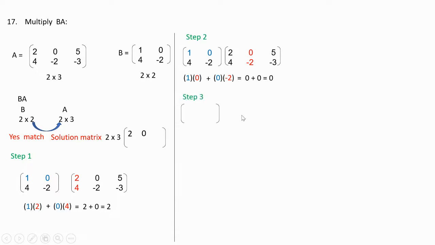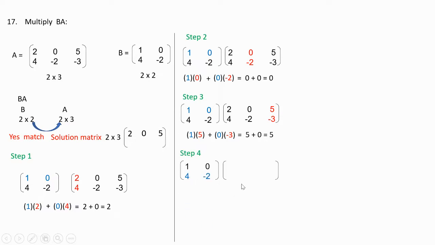Now comes step 3. So I'm going to multiply the first row times the last column, right, which is in red. So it's going to be 1 times 5 plus 0 times negative 3. So it's going to be 5 plus 0. The answer is 5. So the 5 goes on the first row, third column. Since we don't have any more columns left, then we're done with the first row. Now we get the second row, which is in blue.